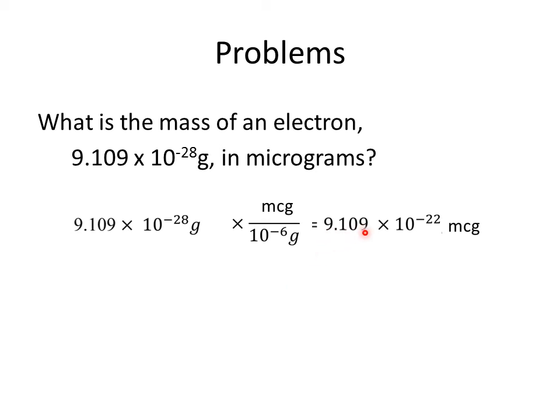Mathematically, you should get 9.109 times 10 to the minus 22. If you have your calculator with you, which you should, try this and see if you come up with the same number. If not, just bring your calculator to class and we'll learn how to do it there.